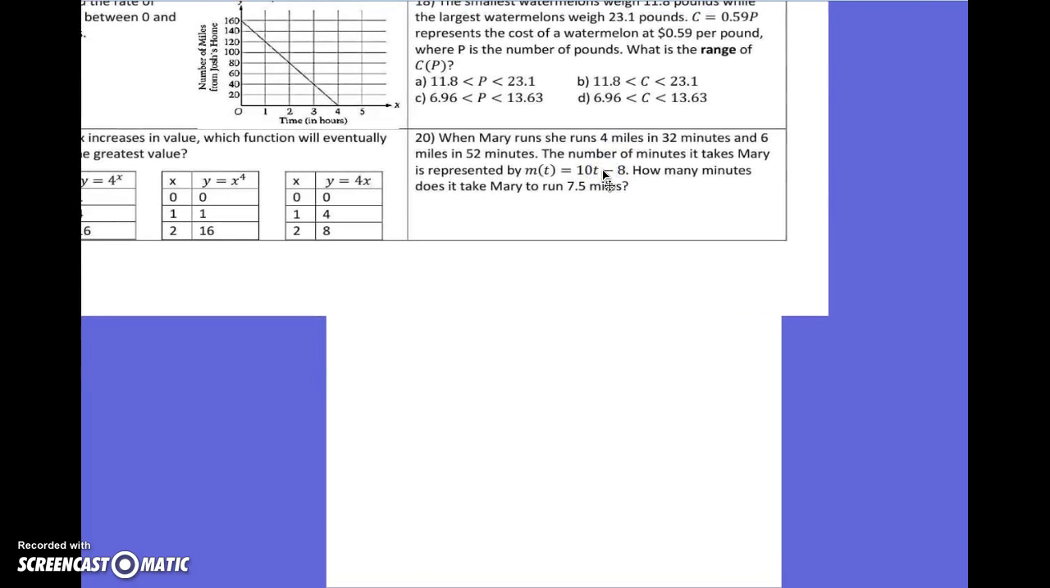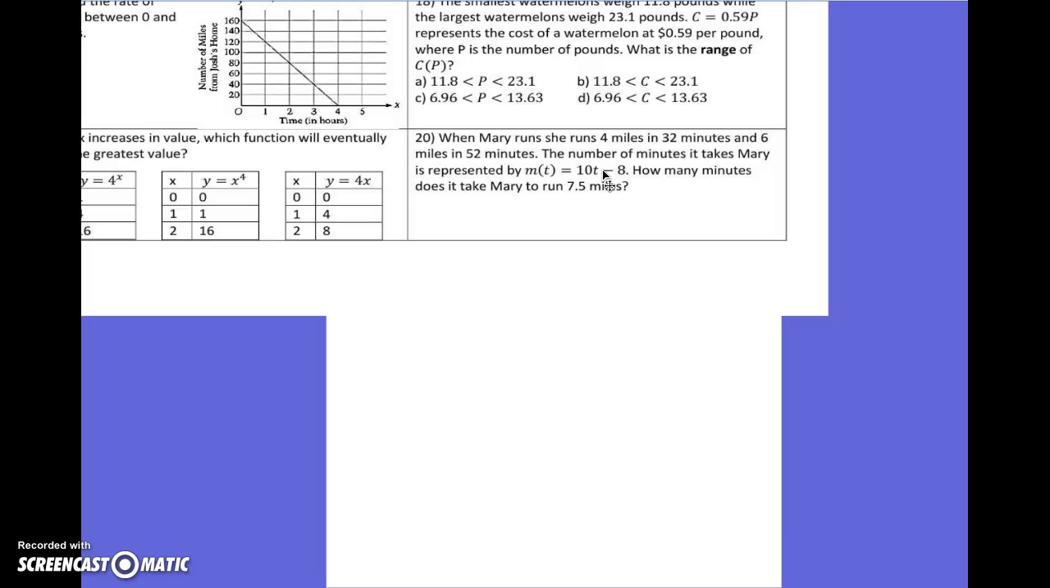And last of all, we got this number 20. When Mary runs, she runs 4 miles in 32 minutes and 6 miles in 52 minutes. The number of minutes it takes Mary is represented by m of t equals 10 times t minus 8. That should say the number of miles. So the number of miles, no, that would be minutes, huh?